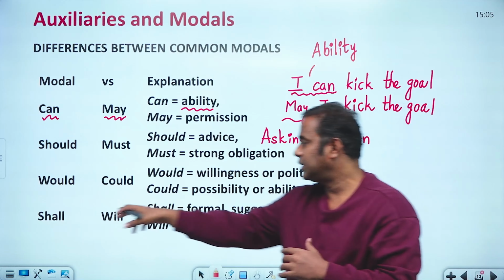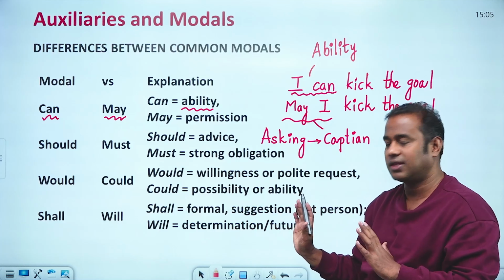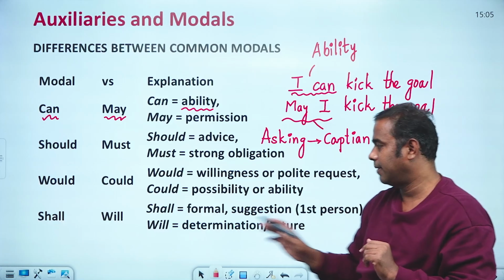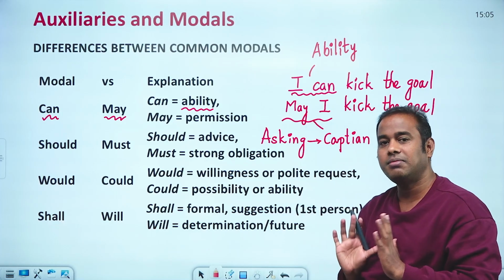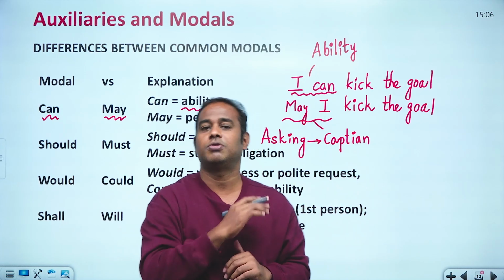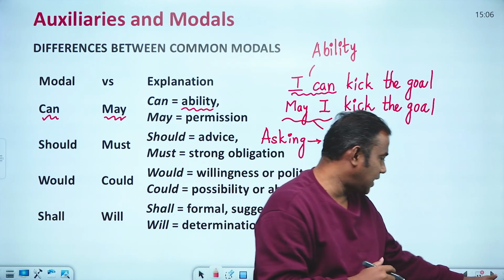Okay, then shall versus will. If you look here, shall is used for formal things. Okay, I shall come. Very formal way of saying it. Whereas will is used for determination about the future. I will crack this exam. I will do it. I will win this match. Likewise. Okay, so that's the way we do it.